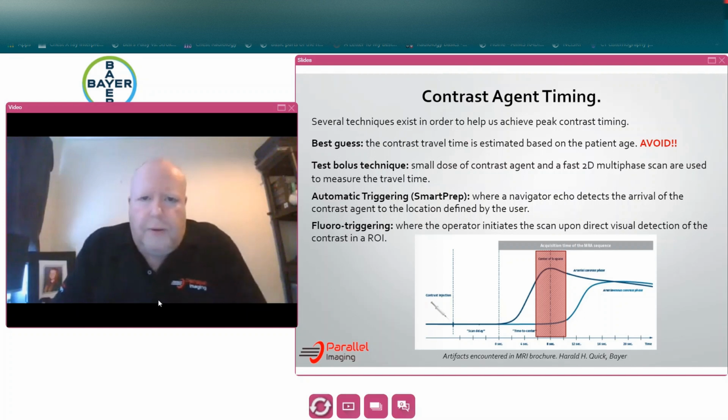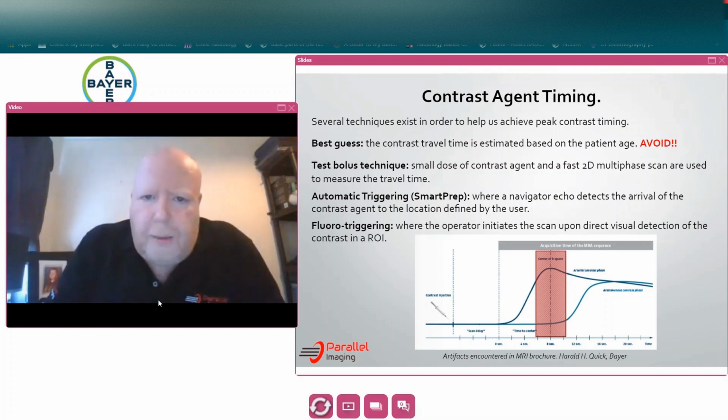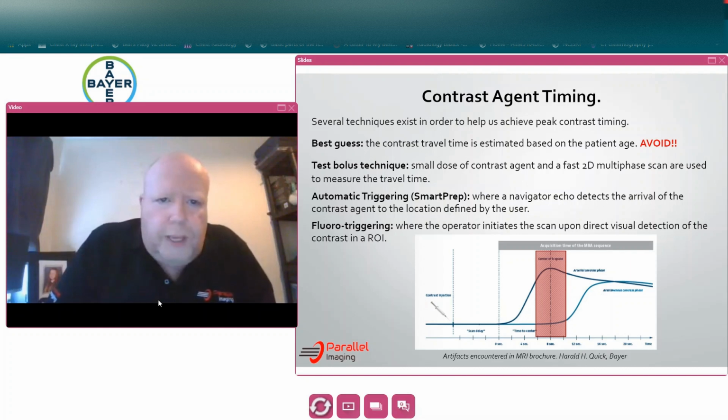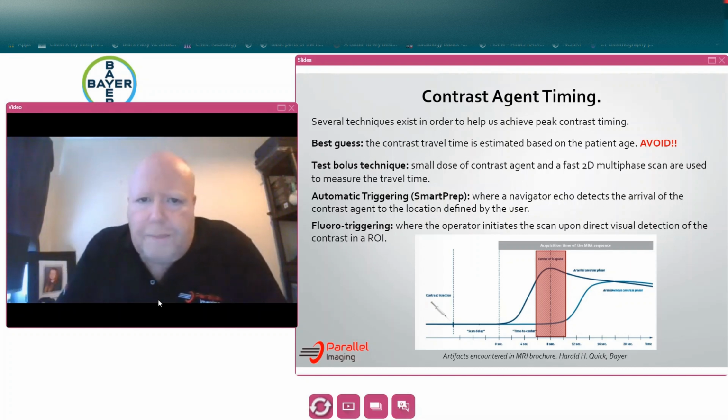So we've got several techniques to help us achieve this peak of contrast timing. The best guess technique: we estimate the travel time of the contrast agent based on the patient's age. I would strongly suggest that you avoid this technique because it doesn't work.